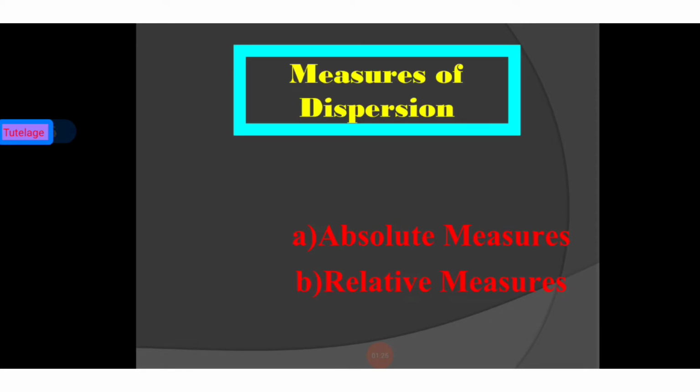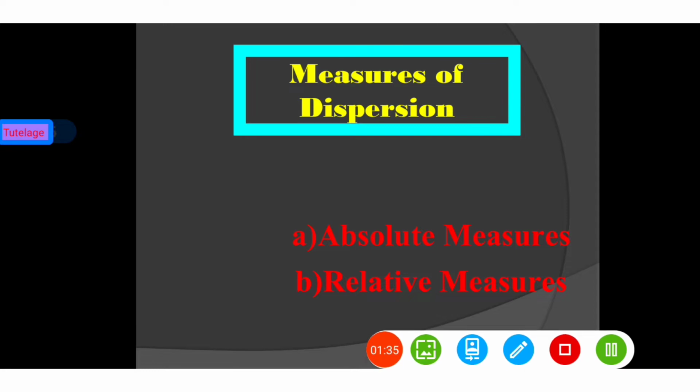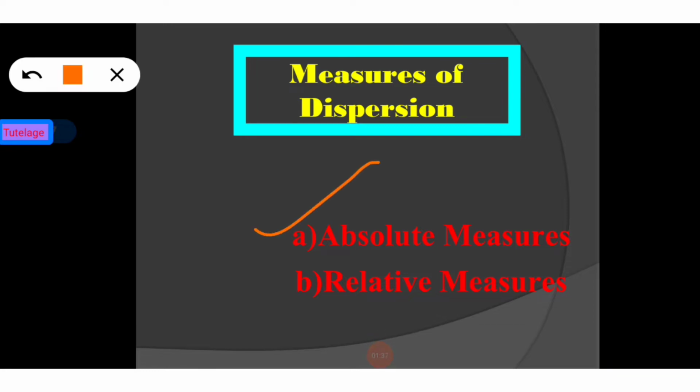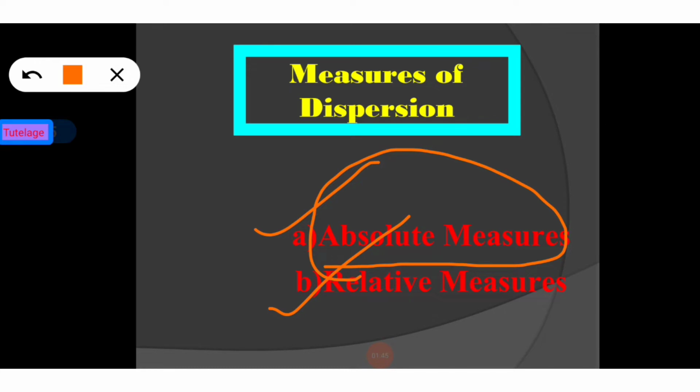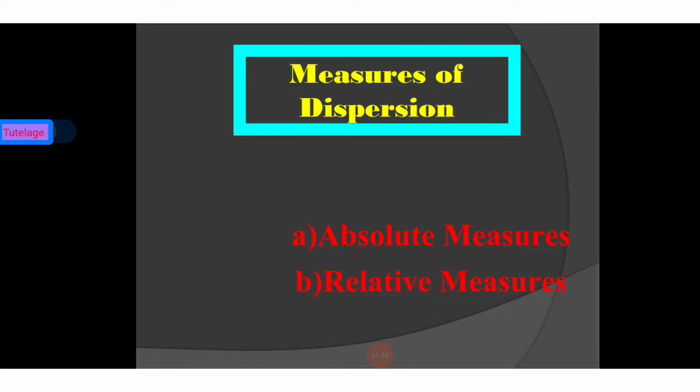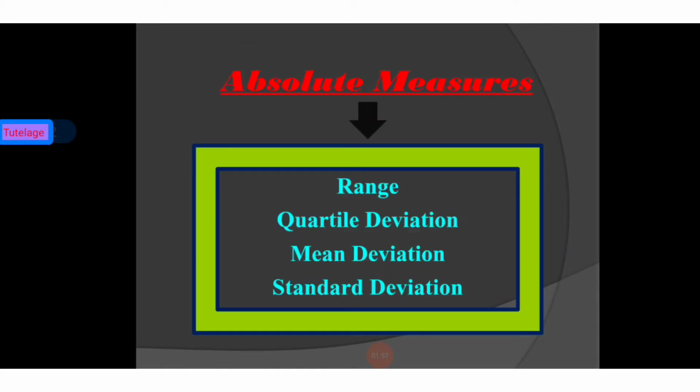So here we can see the measures of dispersion. We have already told that measures of dispersion is of two types. First one is absolute measures of dispersion and second one is relative measures of dispersion. So today we are going to discuss the first type, that is absolute measures of dispersion. Okay, so move on to the next slide.